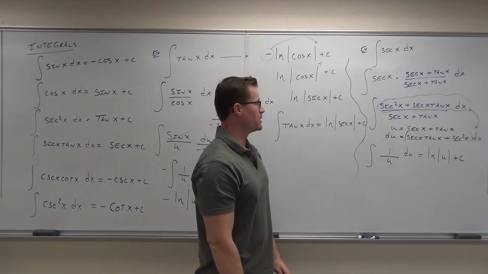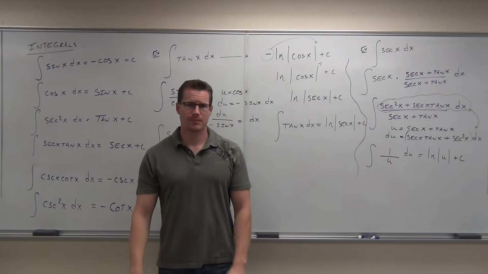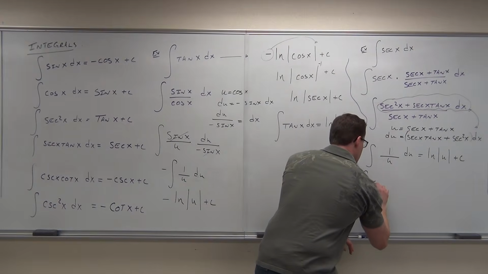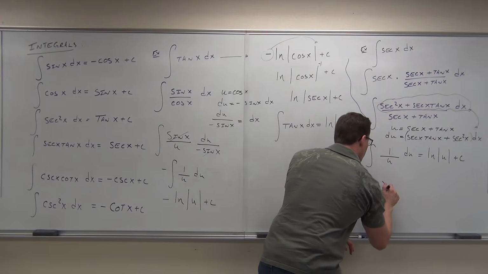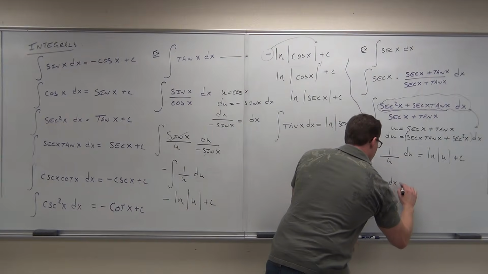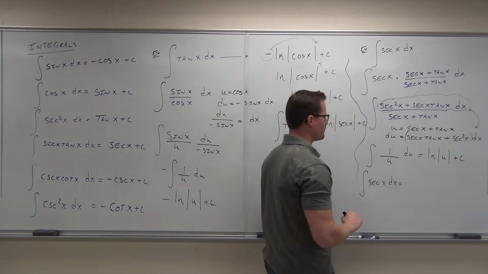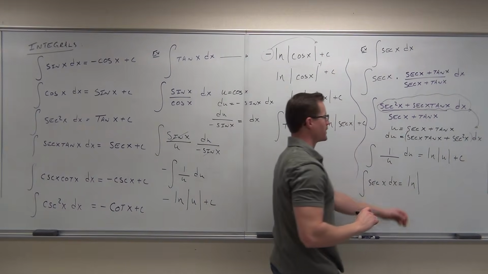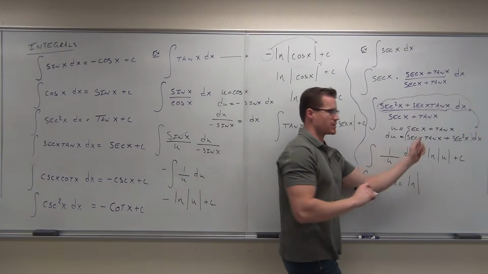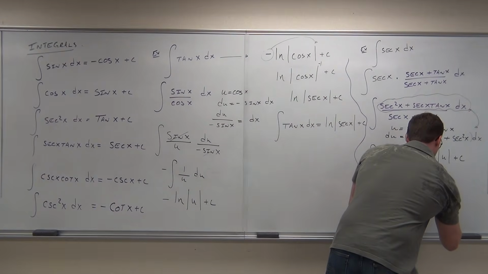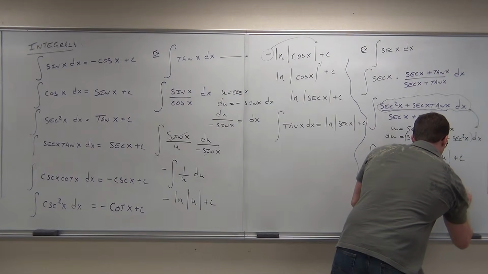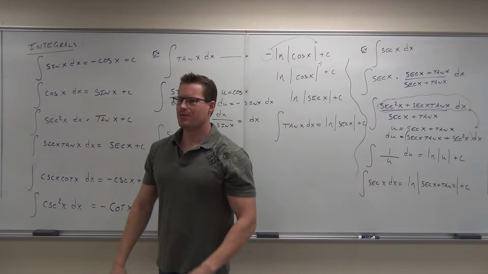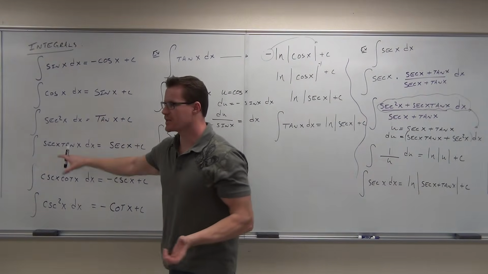The only thing that we're going to do is what? Put the u back in. Yeah, put it right back in there. So what we know now is that the integral of secant x dx is ln absolute value. Remember, this was our u, secant x plus tangent x, plus c.